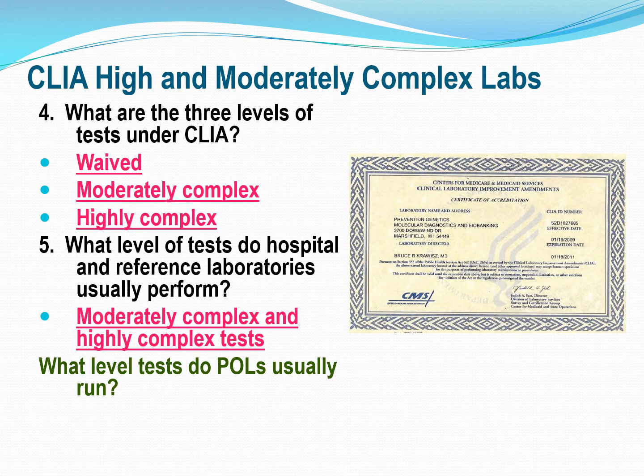Okay, so clear, high, and moderately complex labs, right? Remember, there are three levels of tests under CLIA. There's waived, which are usually very easy, and then there's moderately complex and highly complex, okay? And you'll need to know those three. Those will be on a test. So what level of test do hospitals and big reference laboratories usually perform? Those are usually moderately complex and highly complex tests. And then again, what level test do the POLs usually run? We talked about this one, right? Waived.